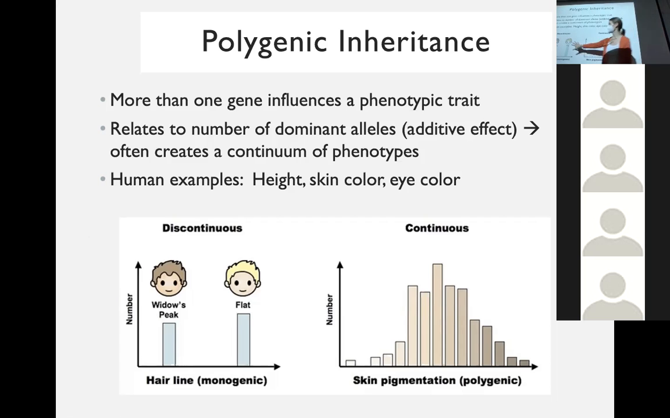So the hairline here would not be polygenic. You either have a widow's peak or you don't. So that would be the opposite. I just have that up there, or it's in that figure to show you what the non-polygenic would show. So widow's peak is inheritable. If you have a widow's peak, one of your parents probably has a widow's peak.